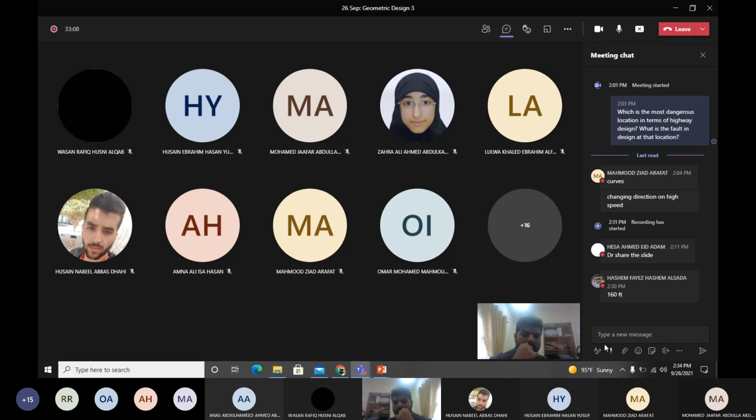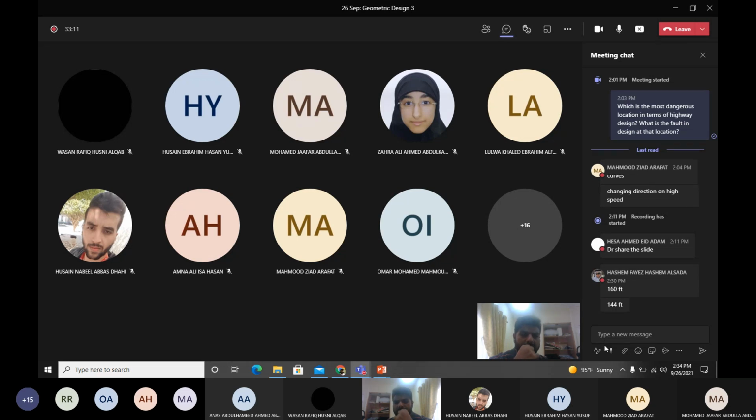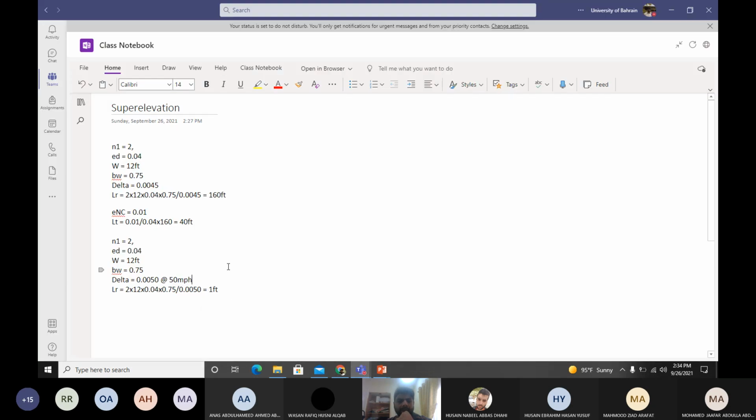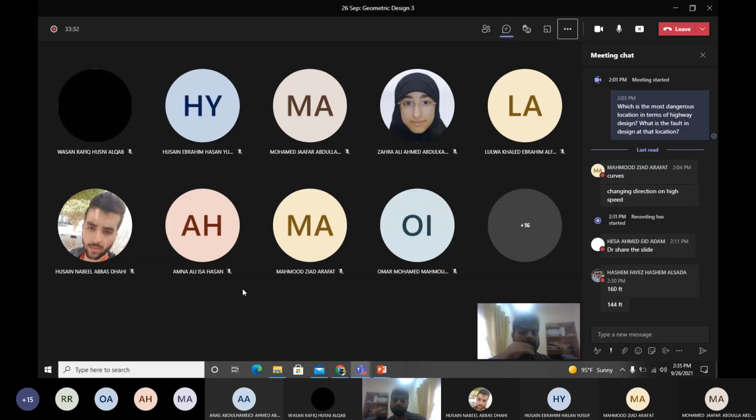I just changed the value of delta, 144 feet. Now if you are calculating LT, it will be 0.01 divided by 0.04 multiplied by 144. And how much will that be? 0.01 divided by 0.04 into 144.